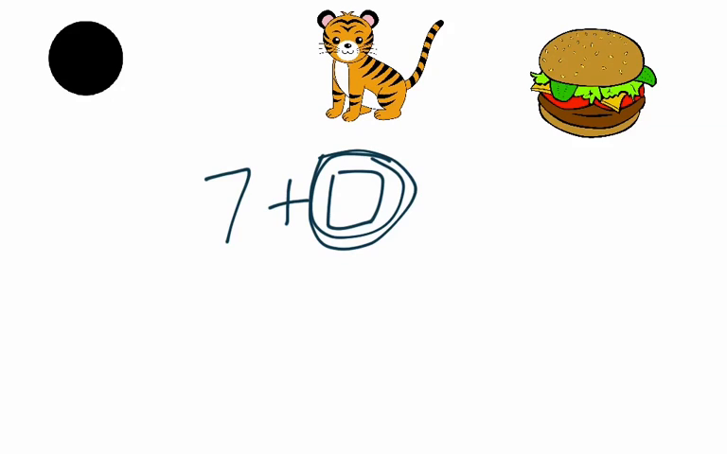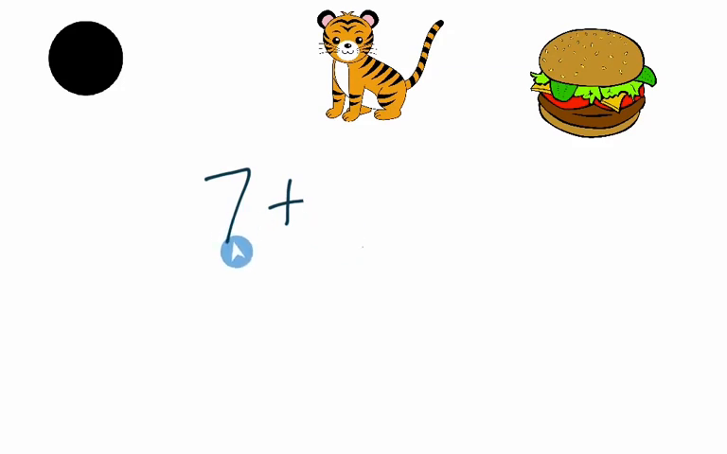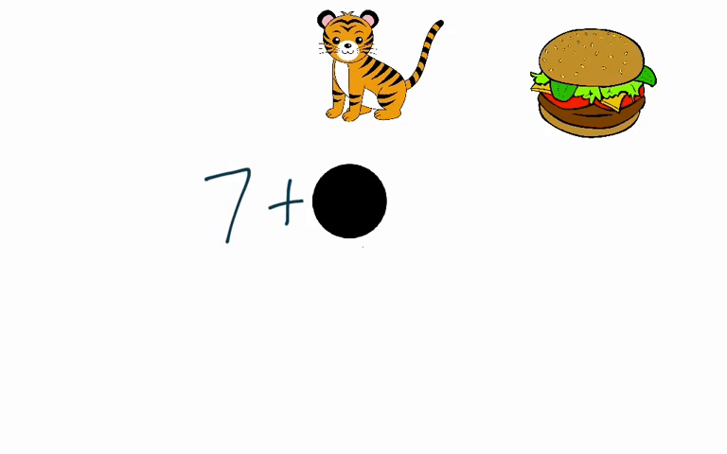So let's say that instead of a blank, we know that we have 7 dots. Okay, we know that we have 7, and we're going to add some more dots. So right now we have 7 dots plus more dots. We don't know how many there are.